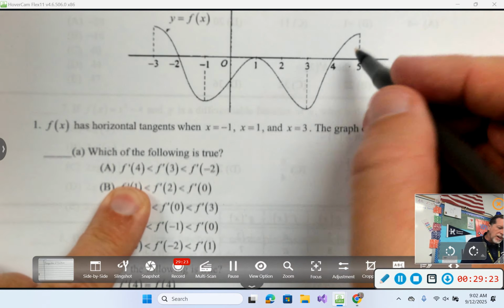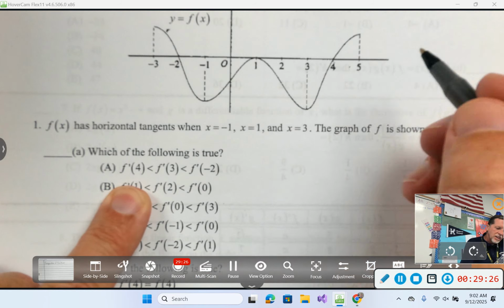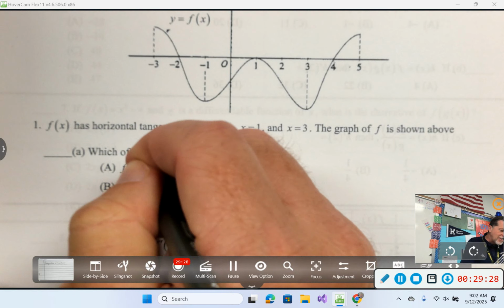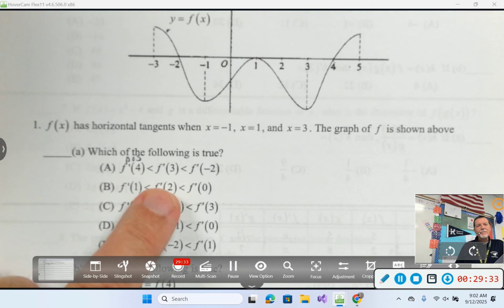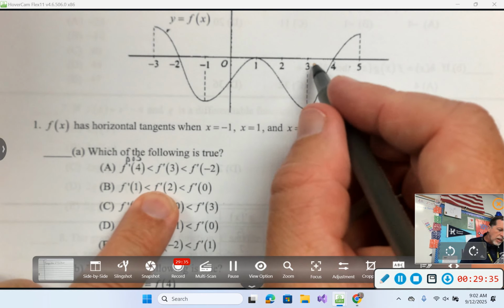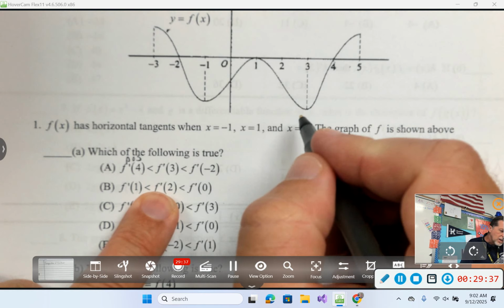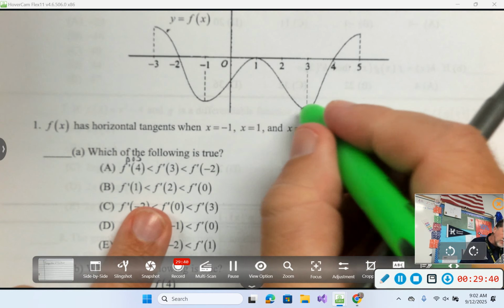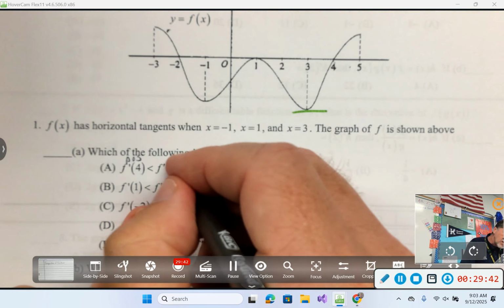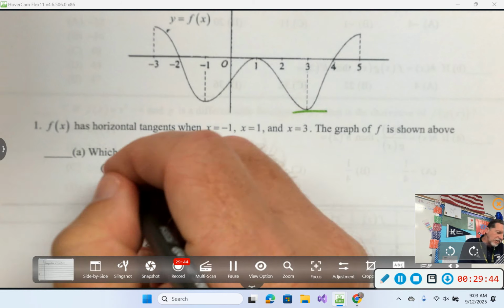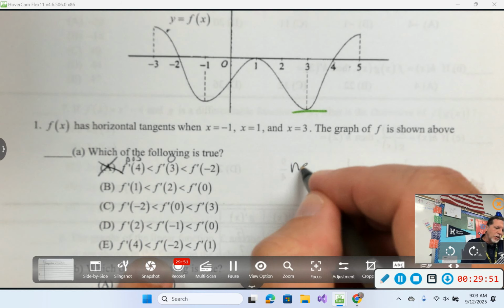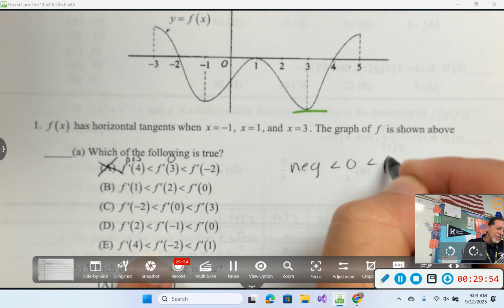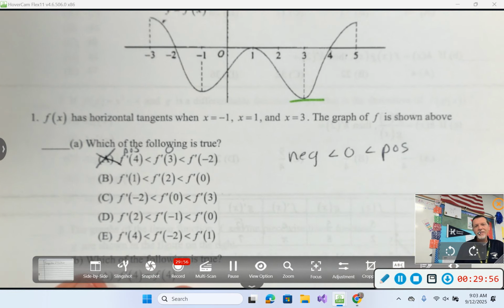What do I know about f prime at 4? It's positive. That's all I know. And if I've got positive less than, I'm doubting that's the right answer. What's f prime at 3? That's one that I can know for sure. That's 0. So positive less than 0, that guy's out. My guess is I'm going to need this to go negative is less than 0 is less than positive. That's probably the only way this is going to work.